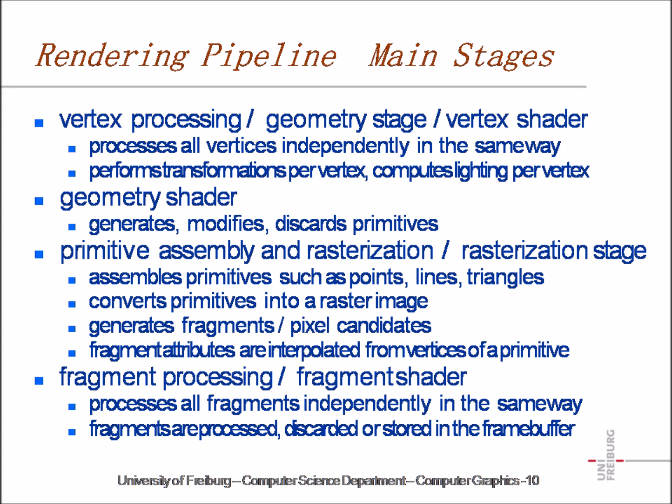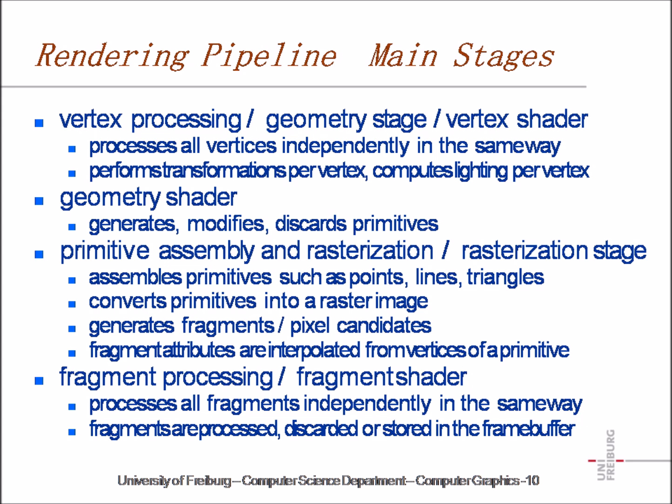Number two stage in the rendering pipeline is the geometry shader, which is used to generate, modify, and discard the primitives. As we already know, the primitives in computer graphics are lines, polygons, triangles, etc.